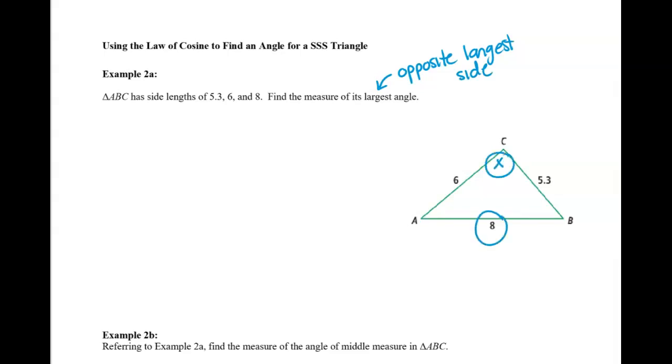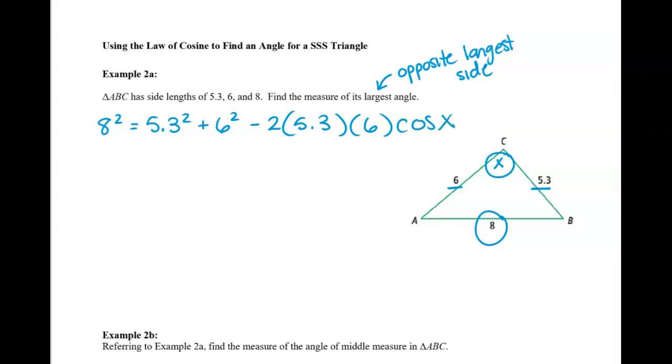I'm going to call it x. And so that's our pair. Our other two sides are right here. Again, the setup is the same as on the first page. The only thing that's different is how we end up solving. So now on the left, we have 8 squared equals 5.3 squared plus 6 squared minus 2 times 5.3 times 6 times cosine x.